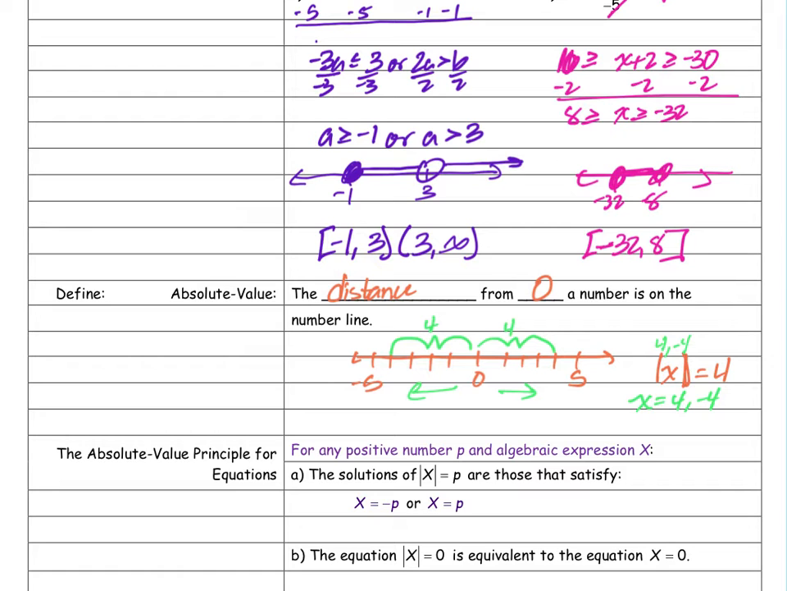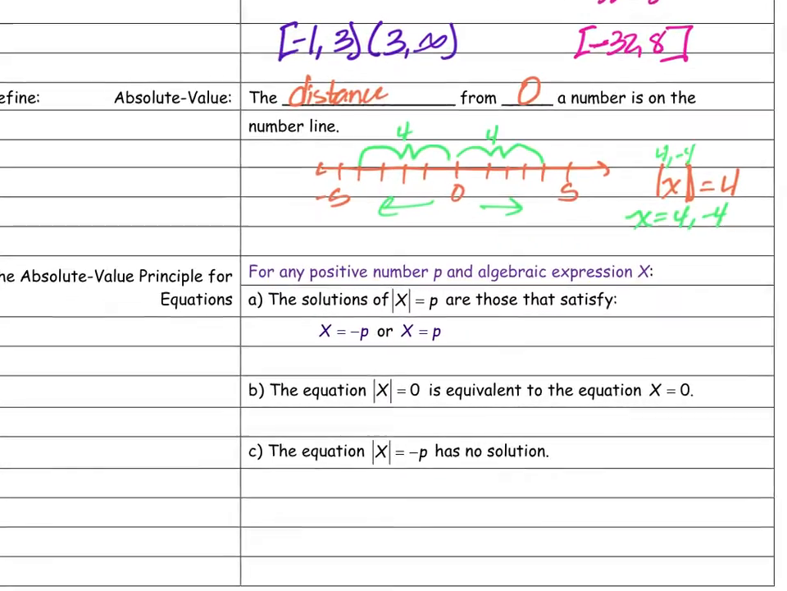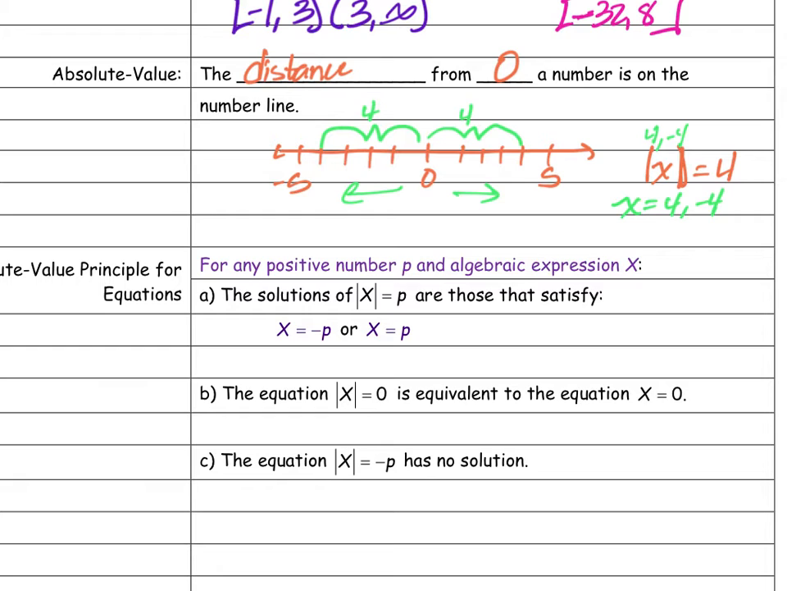Okay, so we have a couple principles. The first ones are for equals, if it's an equal sign instead of an inequality sign. And it says, for any positive number p in algebraic expression x, and please let me know if you need me to slow down and give you time to write.